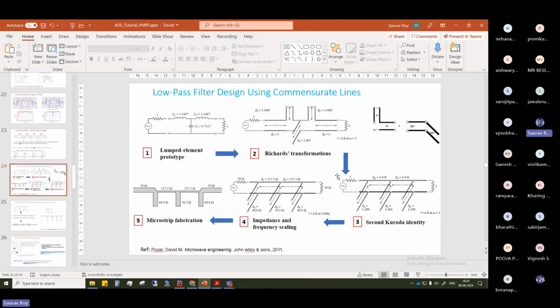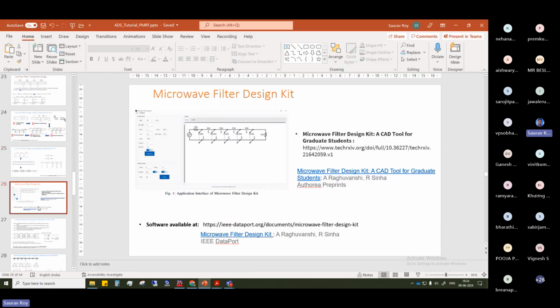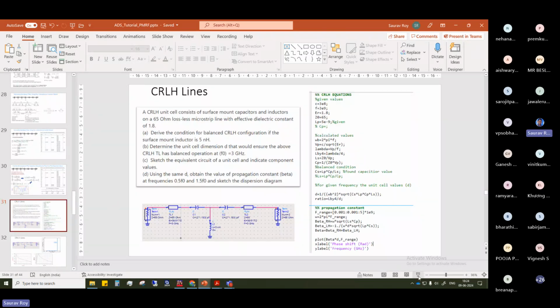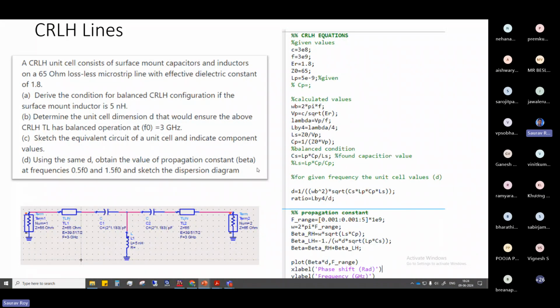So coming back to a design I have done in ADS, this was one of the problems. Let's say you have to design a CRLH line with a microstrip line. The characteristic impedance and dielectric constant are given, and you have to find the capacitor and inductor values and the microstrip line parameters, so that you will have a design of the CRLH line.